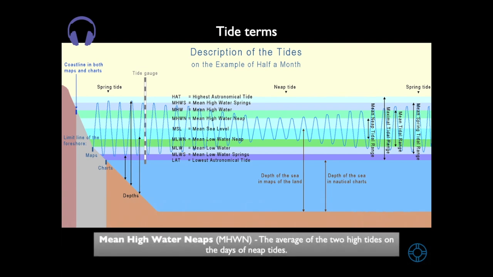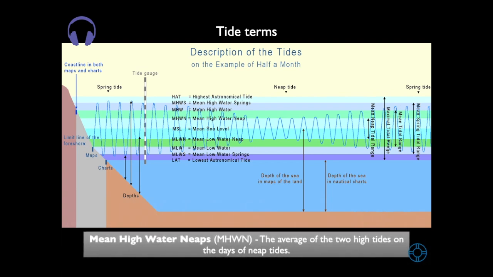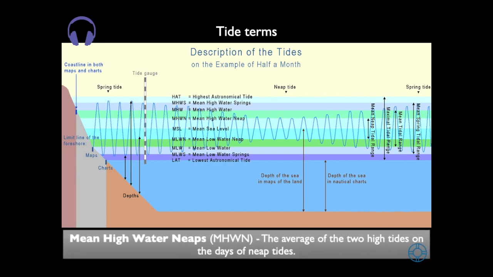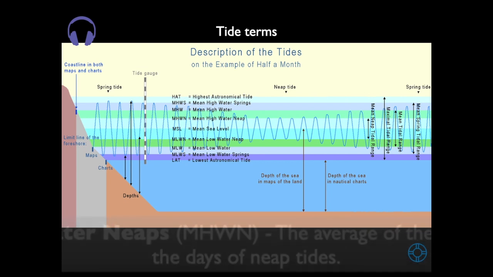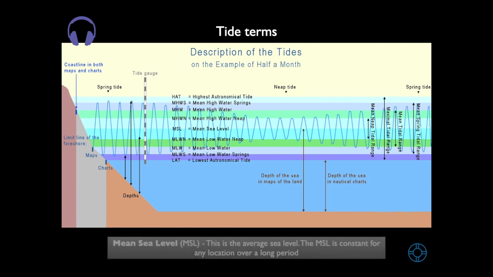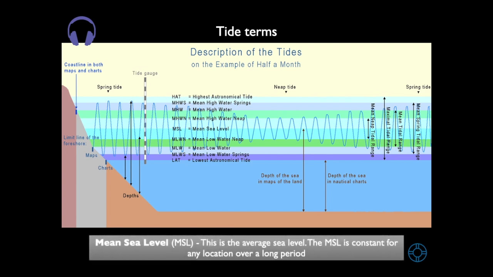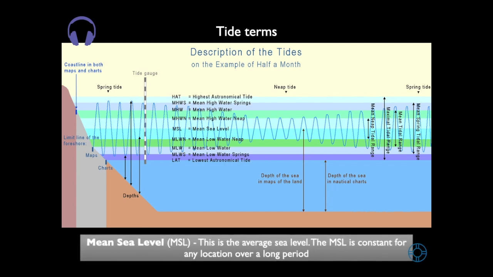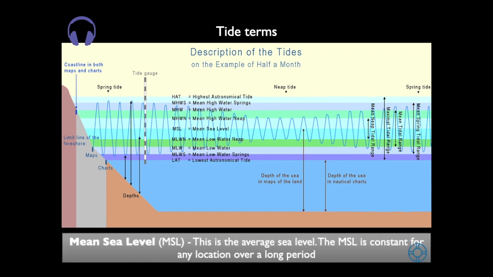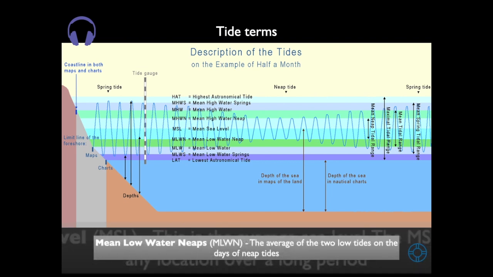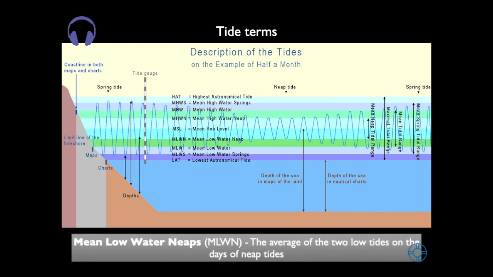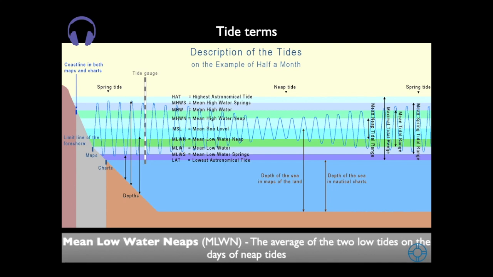Then the mean high water neaps, MHWN, is the average of the two high tides on the days of neap tides. The next one is the mean sea level, MSL. This is the average sea level. The MSL is constant for any location over a long period. The mean low water neaps, MLWN, is the average of the two low tides on the days of neap tides.